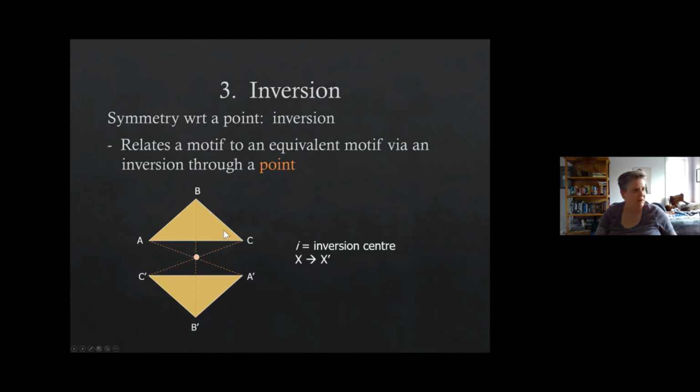So if we take a triangle here, ABC, we put it through an inversion point. B to B prime is pretty simple. C to C prime will go through an inversion point and it winds up on a diagonal from where it was, and A to A prime too.